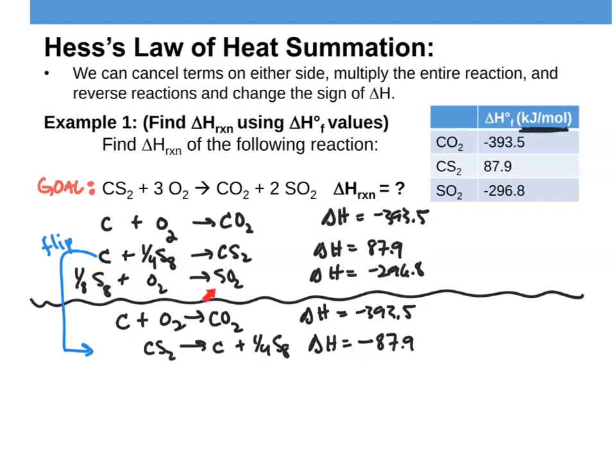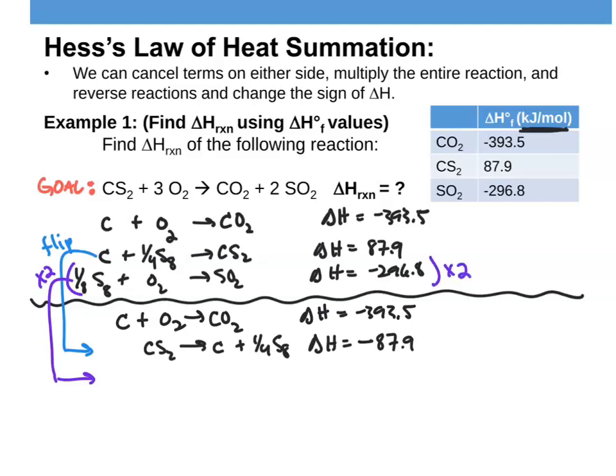And then if I look at my last one where I made the sulfur dioxide a reactant, that's good. I don't need to flip it. But in this equation, it has 2 sulfur dioxides, and I only have 1 sulfur dioxide. So what I'm going to have to do for this one is multiply it by 2. And when I mean times 2, I mean times 2 to everything, the whole shebang.